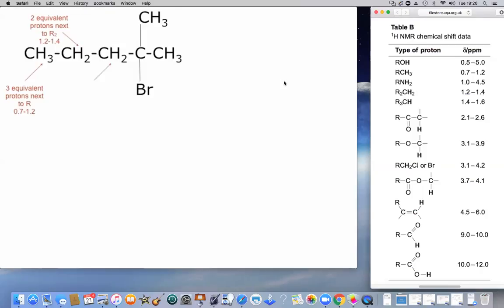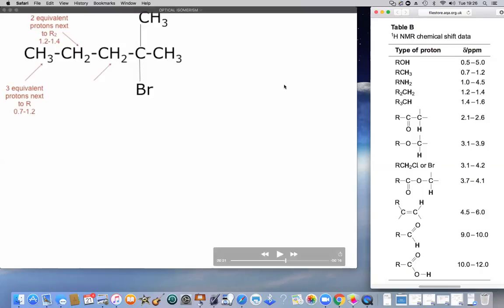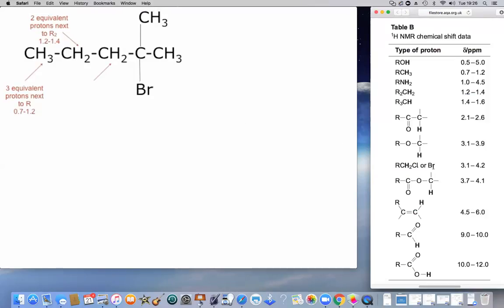Look at the third one. Again, we have CH2, which is next to a CH2. Now, this time it's next to a C carbon atom, which is attached to Br and CH3. Is the bromine going to have any effect? Well, technically speaking, we probably would expect it to have a little bit of an effect because it's within 3 chemical bonds. But as far as AQA are concerned, chlorine and bromine only have a significant effect.